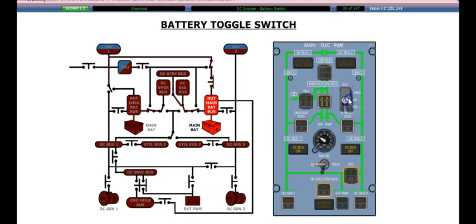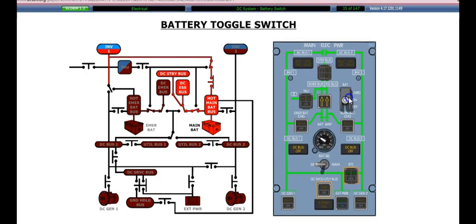When the engines are not running and external power is not available, the on position of the battery toggle switch will supply DC power from the hot main battery bus to the DC essential bus, through the hot main bus transfer contactor. In addition, the hot main battery bus powers the DC standby bus through the standby bus transfer contactor, and inverter 1 through the hot battery transfer contactor.